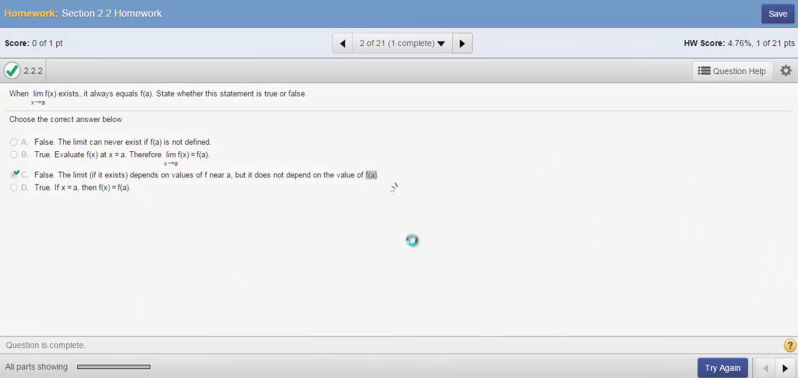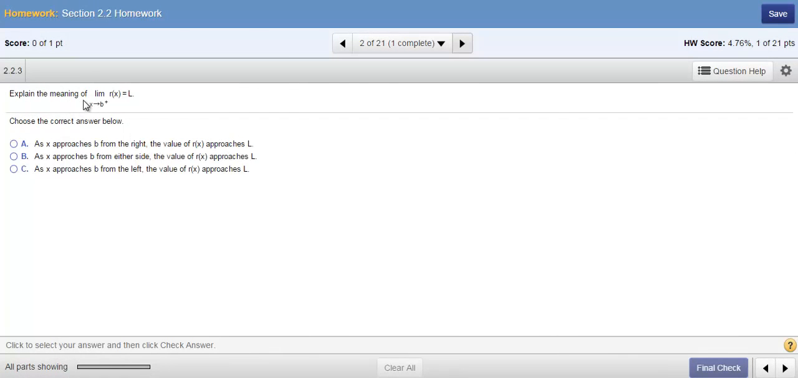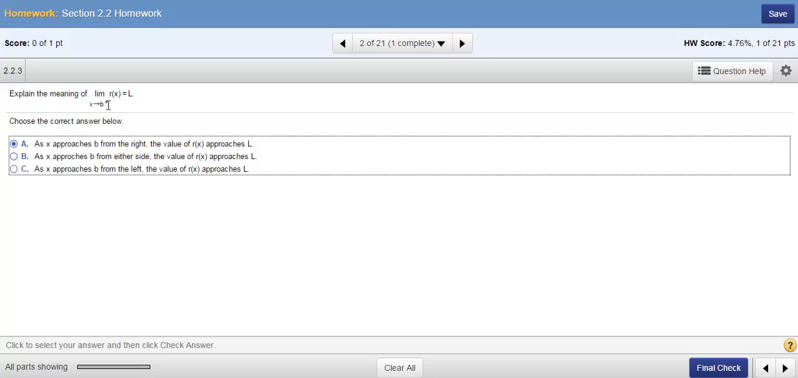All right. Next question. This is notational. This means the limit as the x value approaches the value b from the right of r of x approaches L. So as x approaches b from the right, the value of the function r of x approaches L. That's how we would read it. If it did not have a symbol at all, if it was just b, without a plus or minus, you would say from either side. If it has a minus sign, you would say from the left.